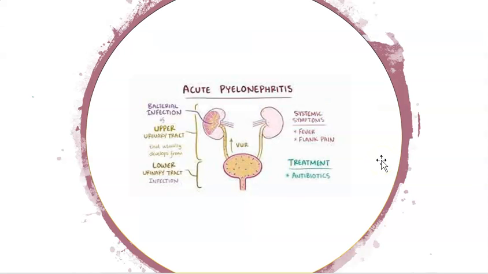Pyelonephritis. So we want to assess for, this is going to be an upper urinary tract infection. So they're going to have fever, increased white count, flank pain. That's going to be another one. So they're going to have pain in the flank area. And this is going to be treated with antibiotics as well.